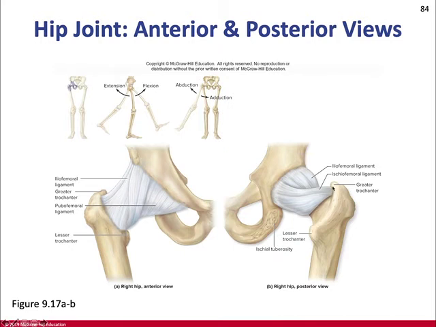And there are features on the femur, lesser and greater trochanter, that also serve as attachment points for some of these ligaments as well. They are also attachment points for muscles that cross the joint and control its movement. But you can flex, you can extend, you can abduct, you can adduct, you can circumduct, all at the hip.